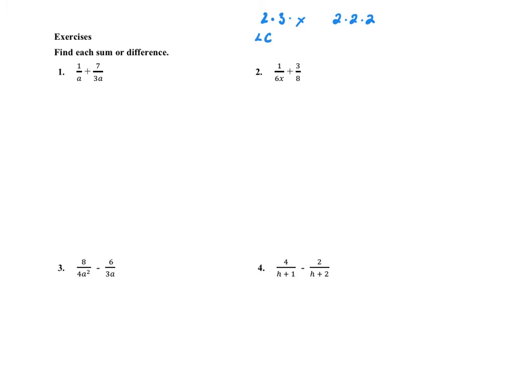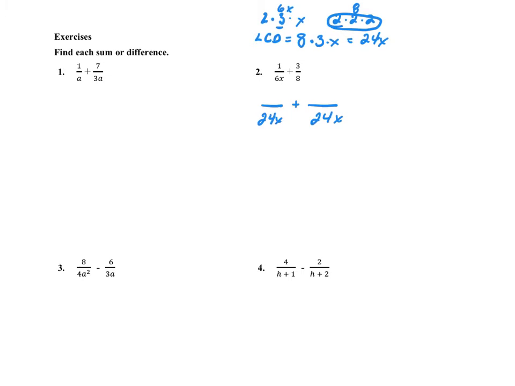So my LCD here, so I look at my 2's, so my 6x was here, my 8 was here, so my biggest group of 2's is three 2's, right? So that's 8. I see my biggest group of 3's for both of these is 3, just one of them, and my biggest group of x's is x. Okay, so that's going to give me my LCD of 24x. All right, so what I want to do now is rewrite both of my fractions so they have that least common denominator.